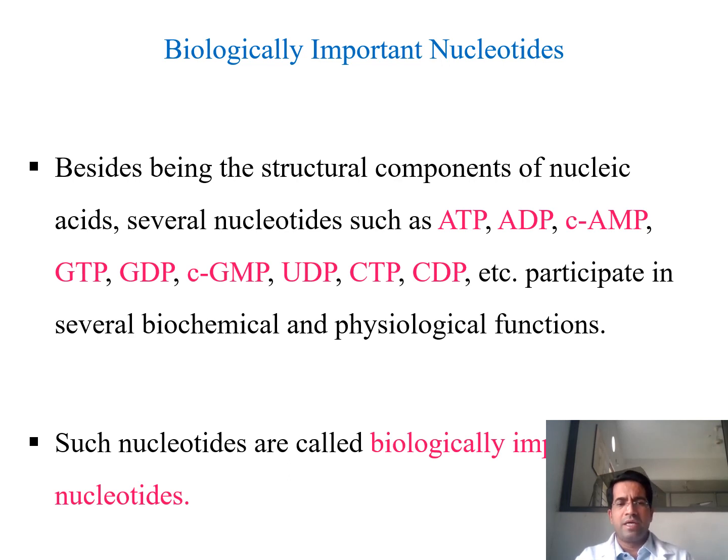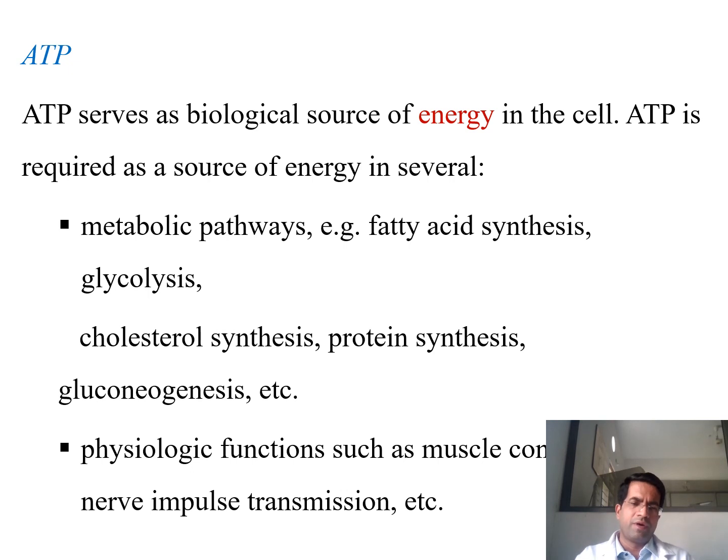That means the nucleotides which are not the structural components of the nucleic acids, but still perform several biochemical and physiological functions in the body, are called biologically important nucleotides. We will study them one by one, and of those, adenosine triphosphate is the most important. We know ATP serves as the energy source in the cell. For all the metabolic processes, ATP supplies the energy.